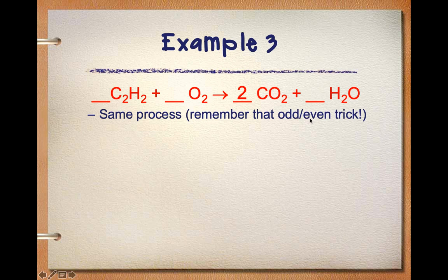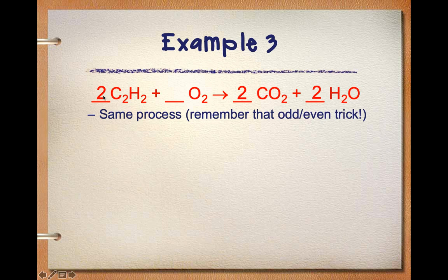So I'm going to use that odd even trick. Find where it's odd, double it, and start over. Double means times by 2. So now I've got 2 times 2 H's, which now is 4 H's, and I only have 2 on this side. So I got to put 2 in front. 2 times 2 is 4 H's.